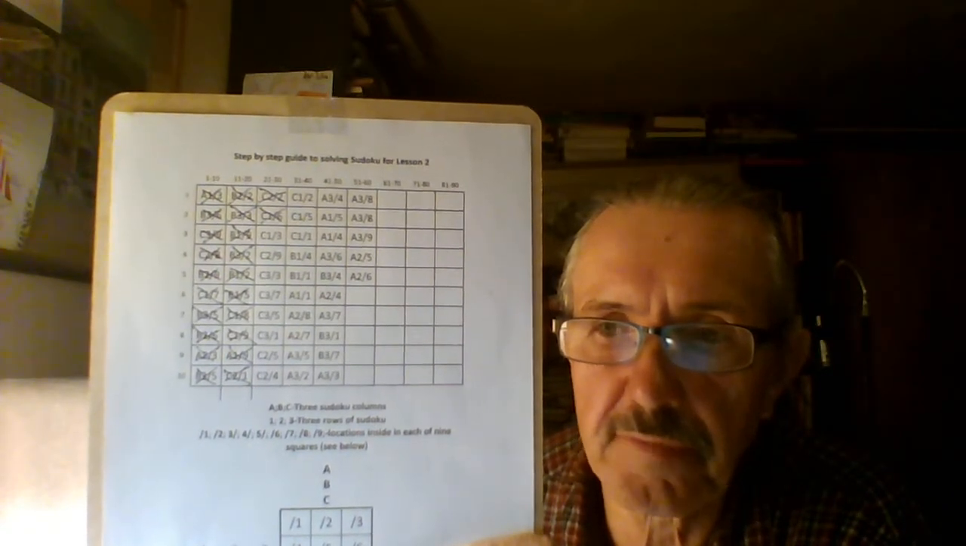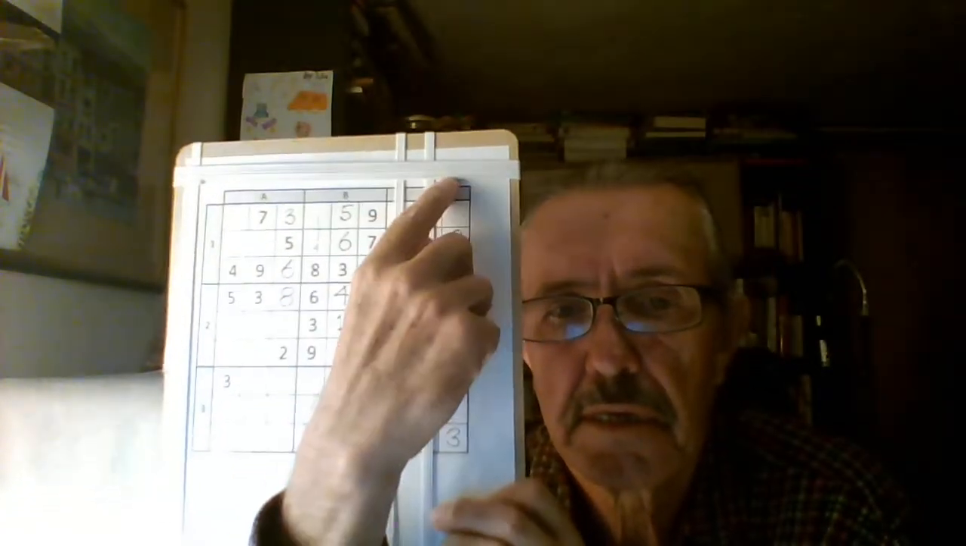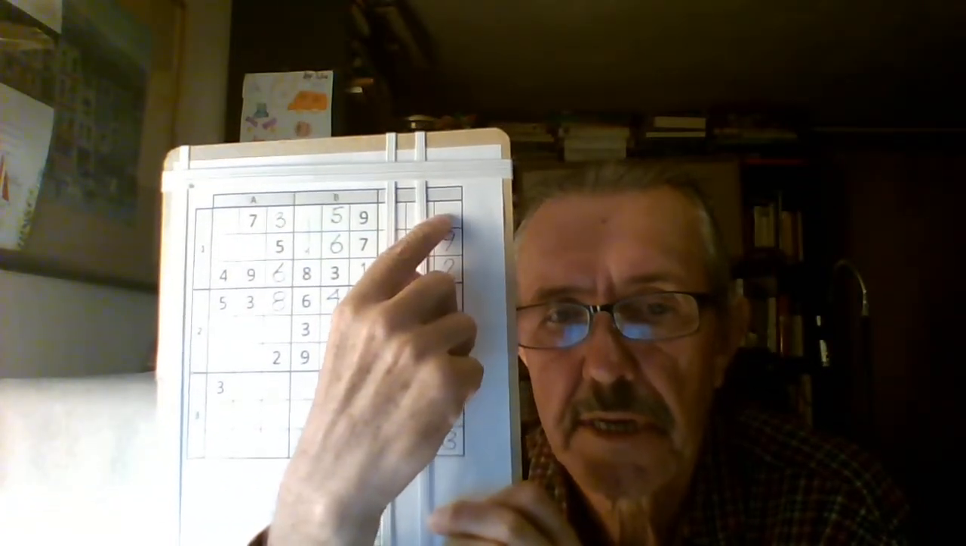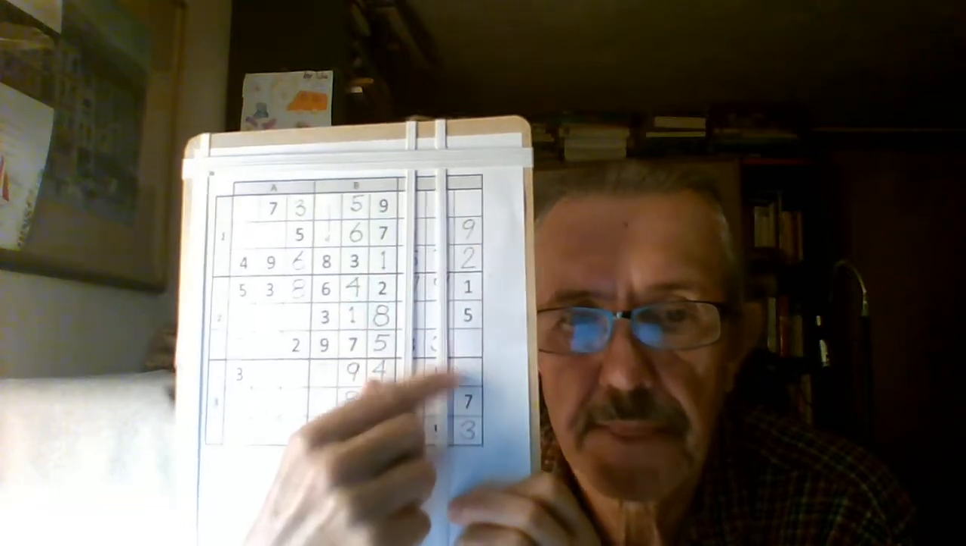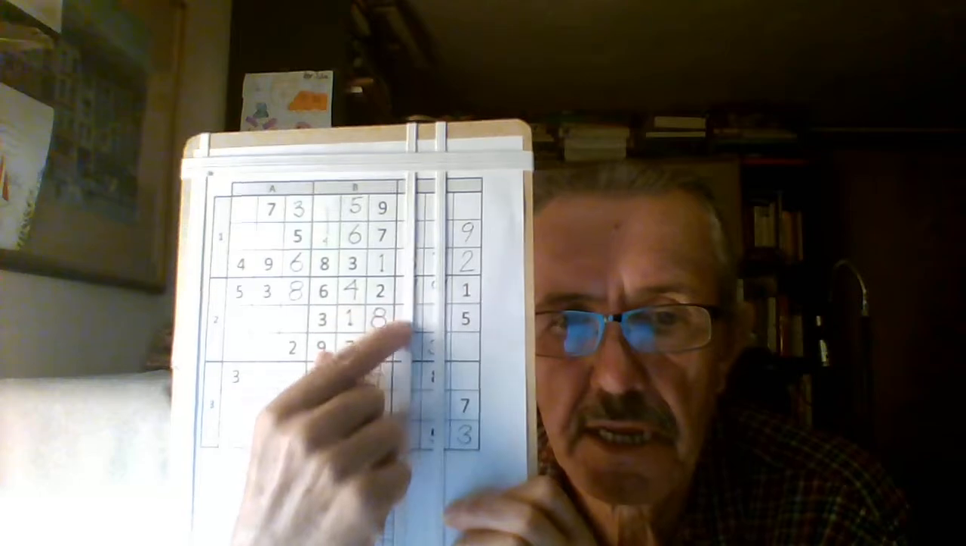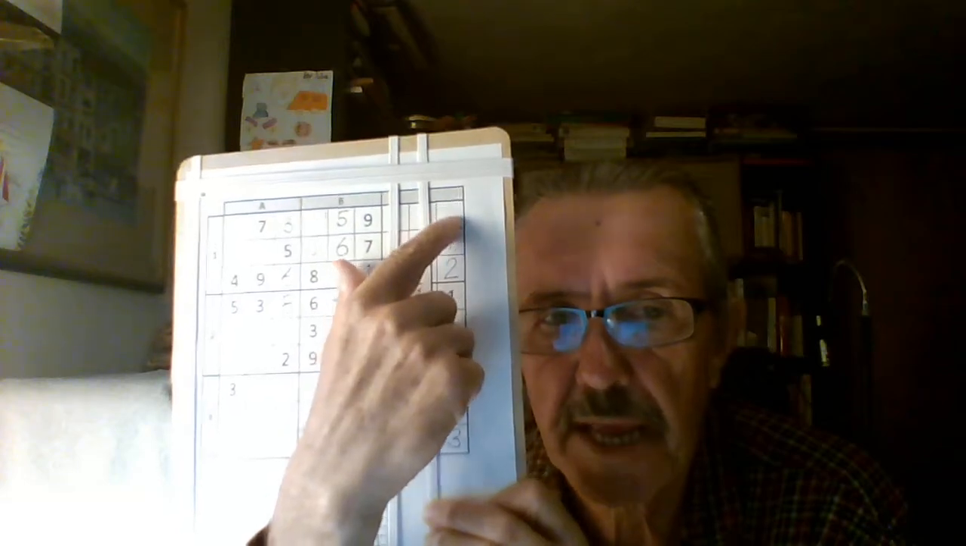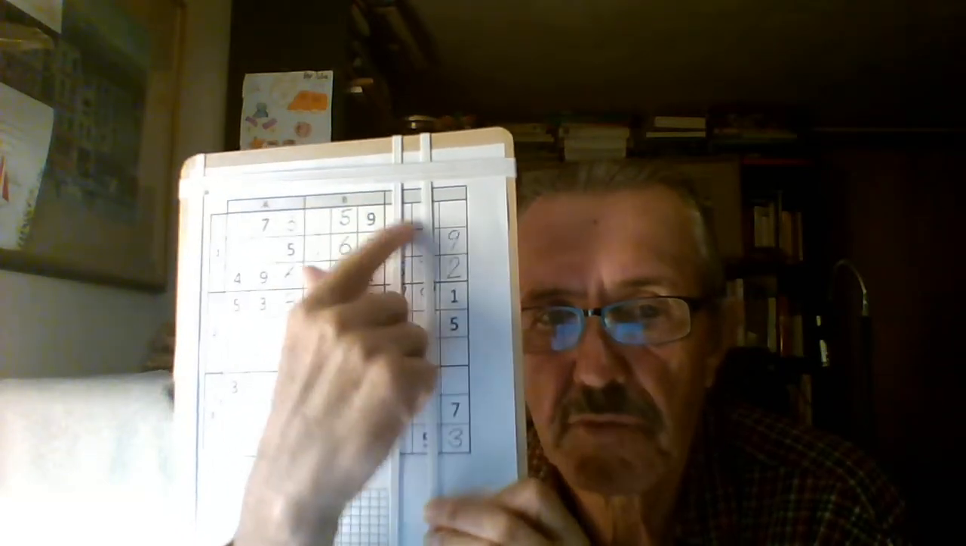Next will be square C1 location 3. Square C1 location 3 will be for number 8. As you see in these columns, number 8 already exists. And in this column, number 8 already exists. Now, there's one available space for number 8 in square C1 is over there.